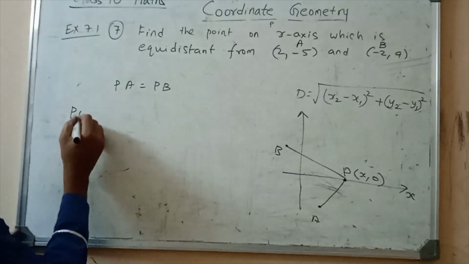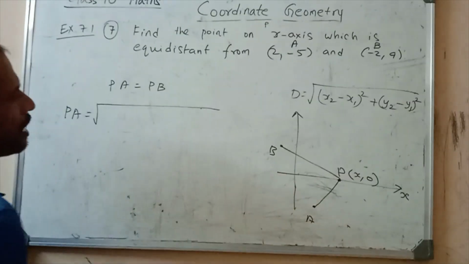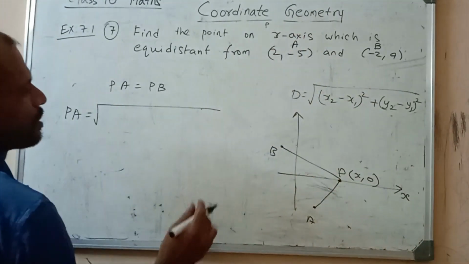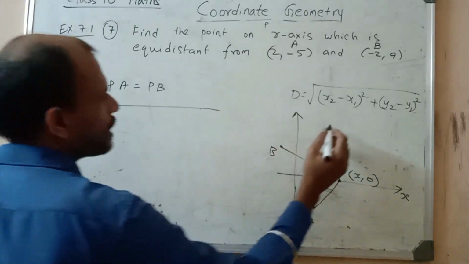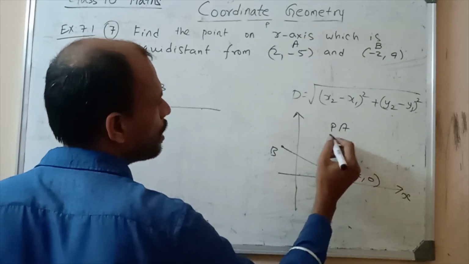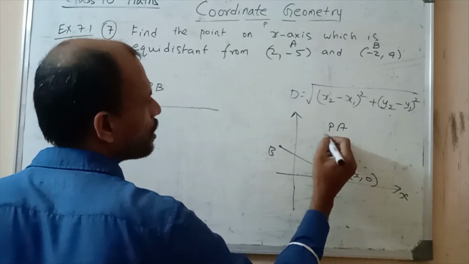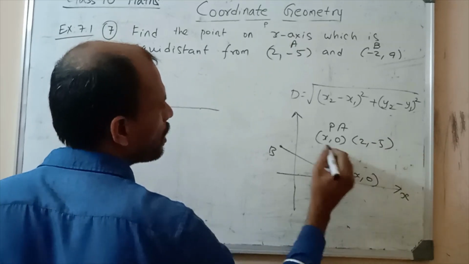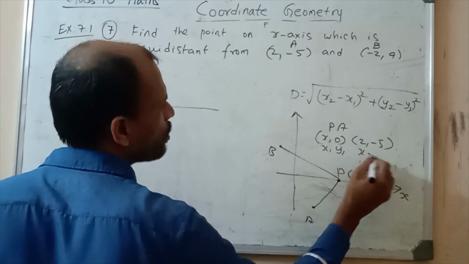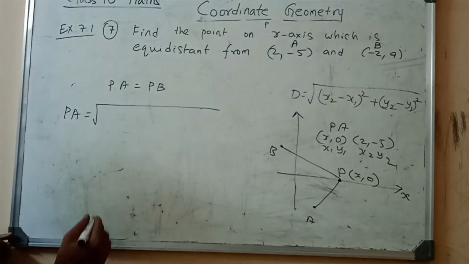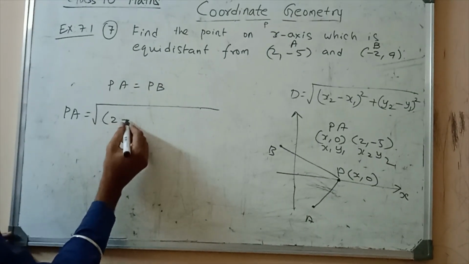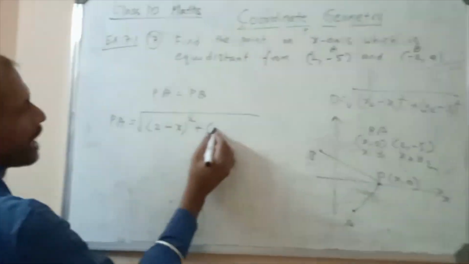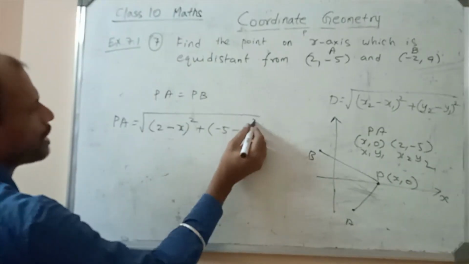So now let us find PA. PA is equal to root over, so point P is x1, y1, and then point A is x2, y2. So write here P, A means, what is P value? X, 0. And then A is 2, minus 5. Now substitute x2 value 2, 2 minus x1 is x only, the whole square plus y2 value minus 5, y1 value 0, the whole square.